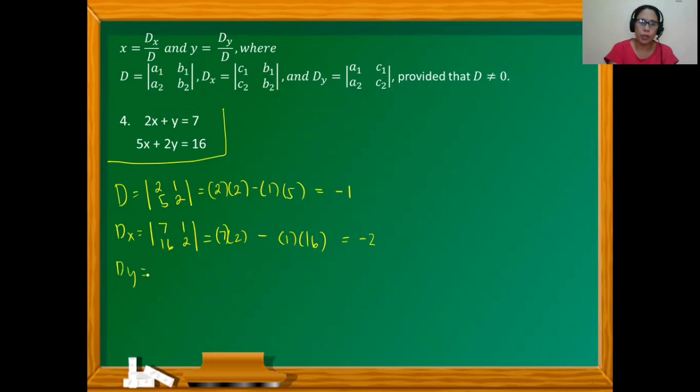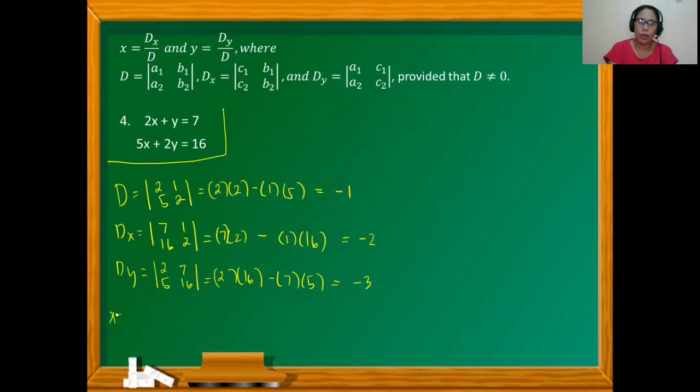And d sub y is a sub 1, a sub 2. So we have 2, 5. And then C1, C2. So we have 7, 16. So we have 2 times 16 minus 7 times 5. So we have 32 minus 35. So we have negative 3 here.